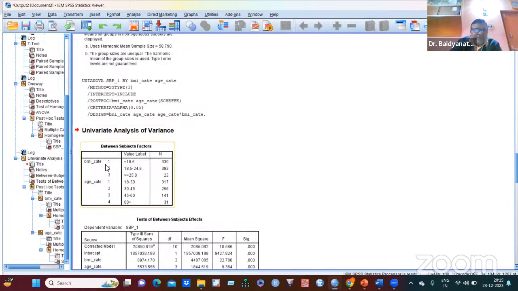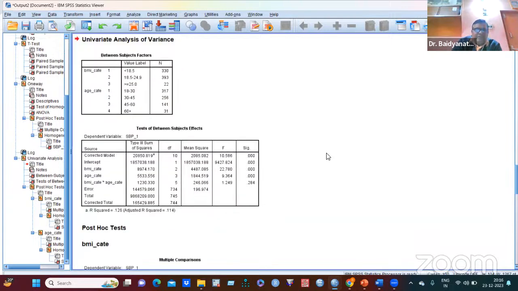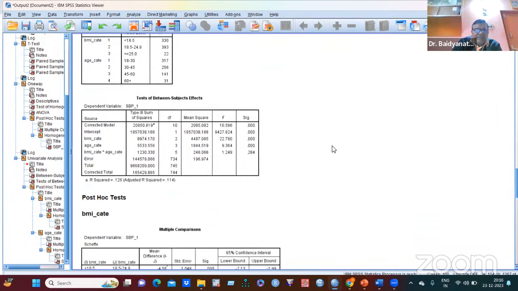First the BMI category. There are 3 categories, and the value labels are here. 1 means less than 18.5 BMI, 2 means this, and 3 means this, and the number of observations is here. For age category 1, 2, 3, 4, age 19 to 30 is the first category and greater than 60 is the fourth category, and there are 31 observations only. So this is the main ANOVA table.